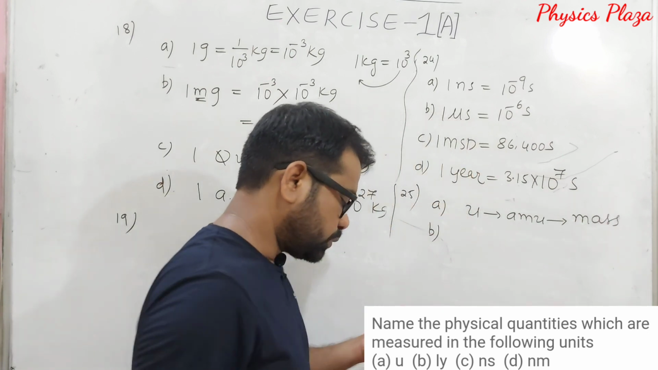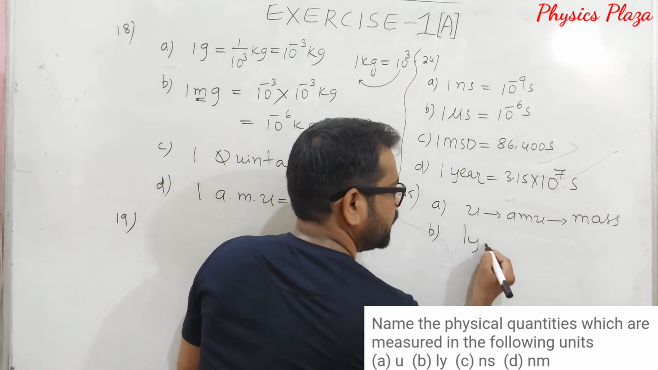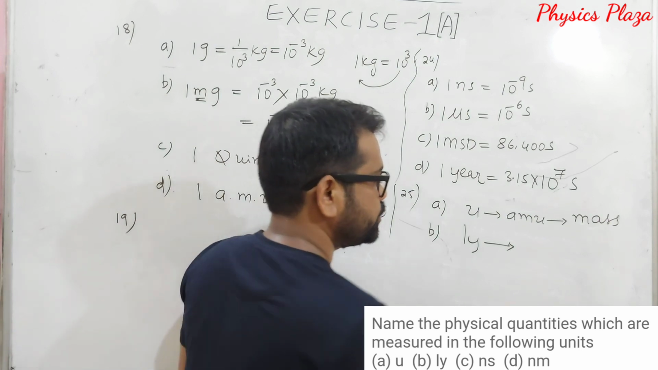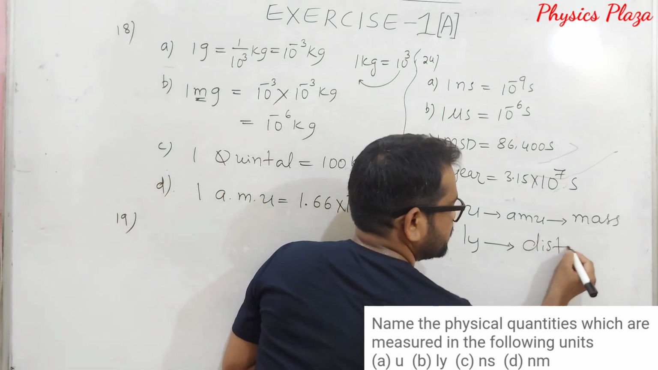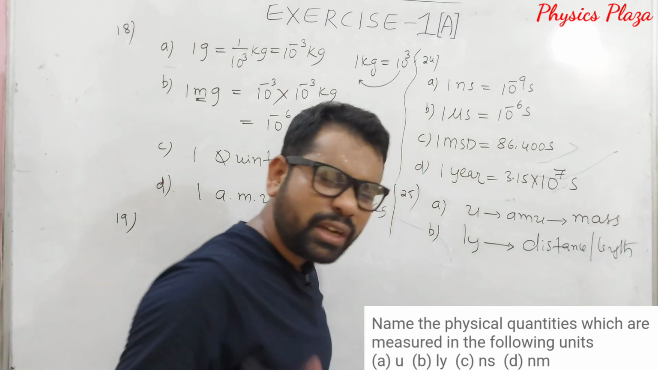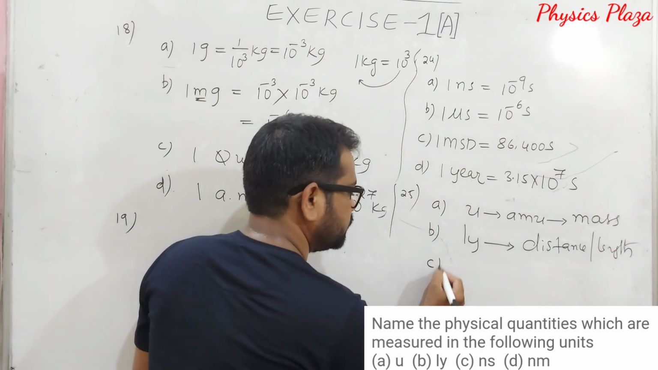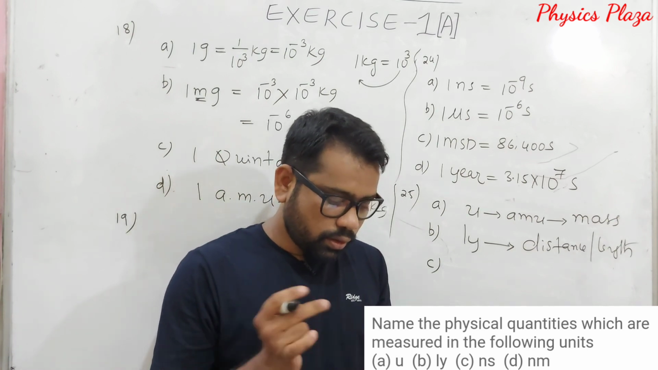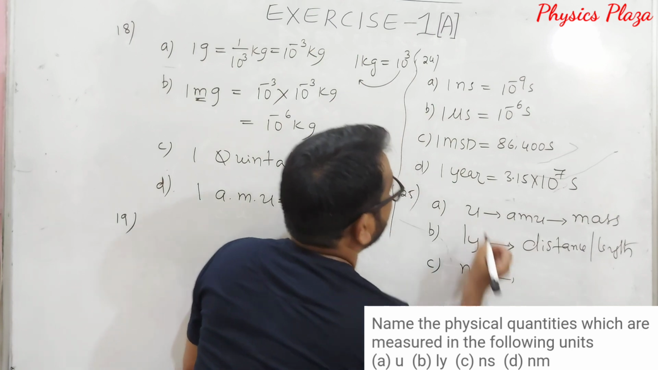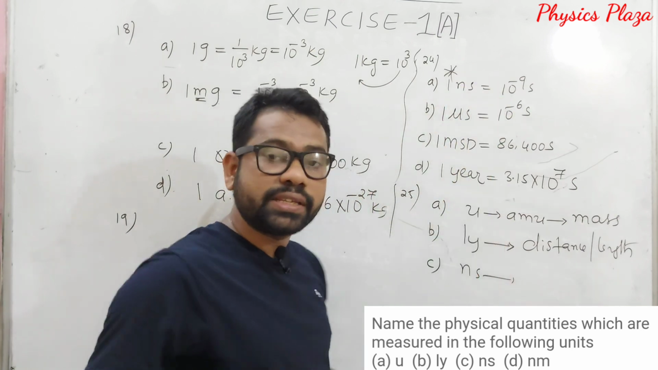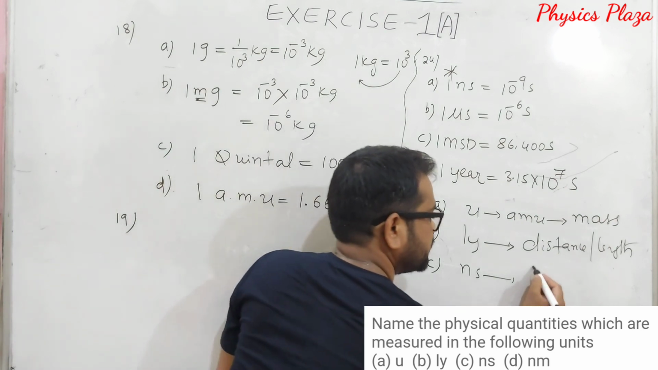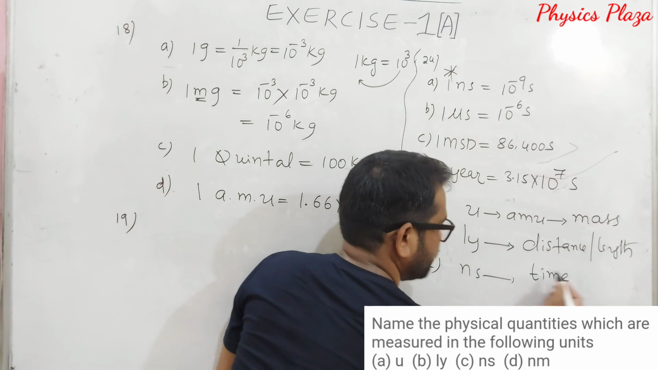Now, B. It is given LY. Children, LY, also don't get confused. LY means light year, used to measure distance, that is length. Actually, writing length is perfect. Length. C. NS. NS is what? Nanosecond, equal to 10 power minus 9 seconds. So which is actually time.